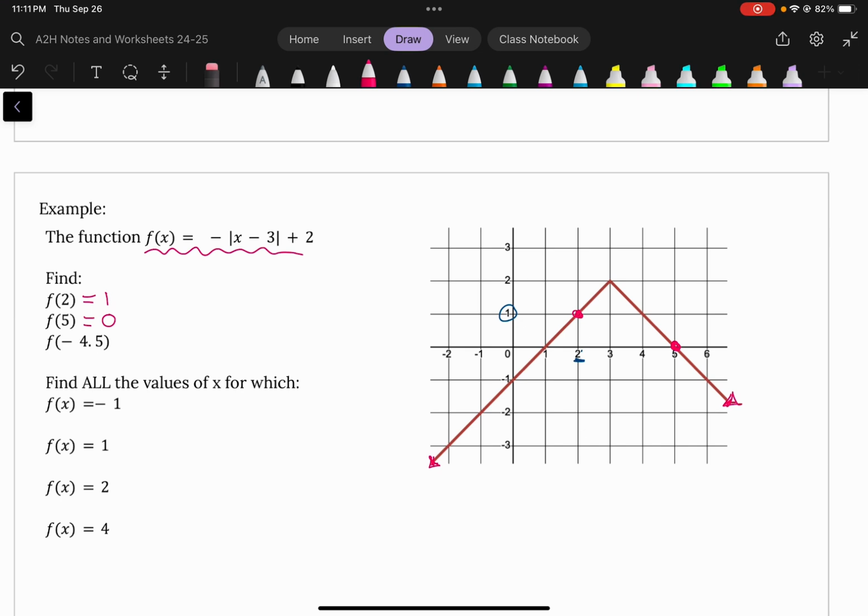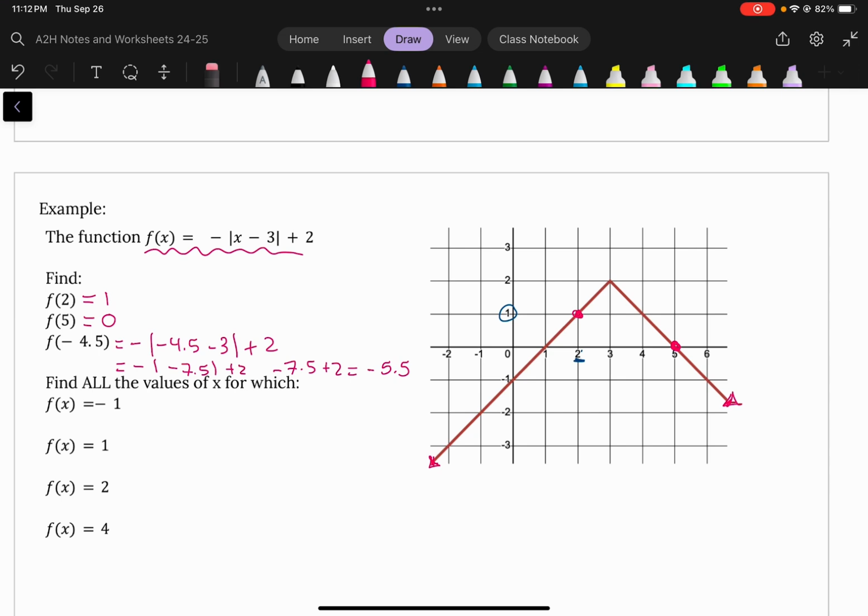So what about these? Find all the values of x for which f of x equals negative 1. Well, that's giving me an output, right? Hopefully we see there are two x values. I like to write these in set notation. X equals 0 and 6, right? Those are all the x values that would give me negative 1. F of x equals 1. Okay, there are two.